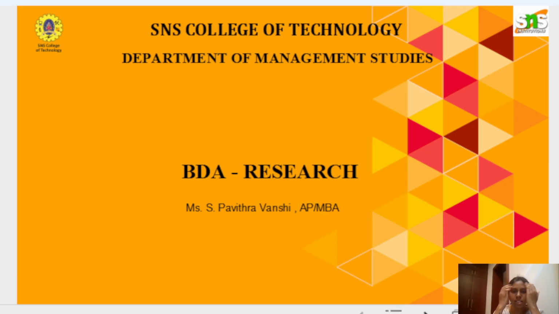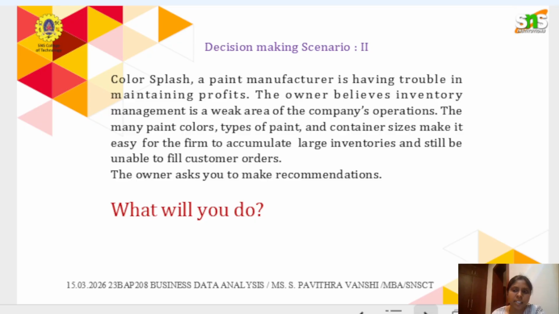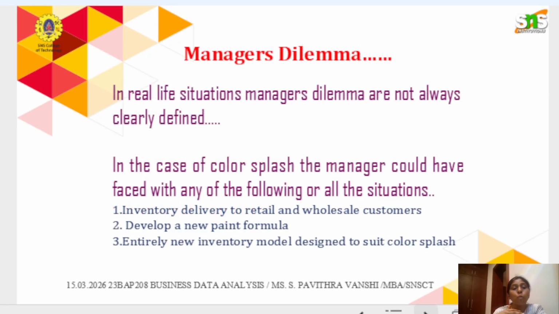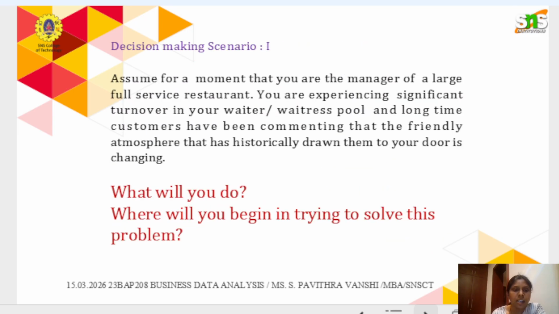So in this series, I'm going to continue with the next topic, the introduction of business research. Now we have seen two types of decision making scenarios. Next, what will the manager's dilemma be? We have seen two scenarios. One is regarding the manager of a full service restaurant, where the customers' feedback is that the friendly manner has gone down, so the doors are changing for the customers.